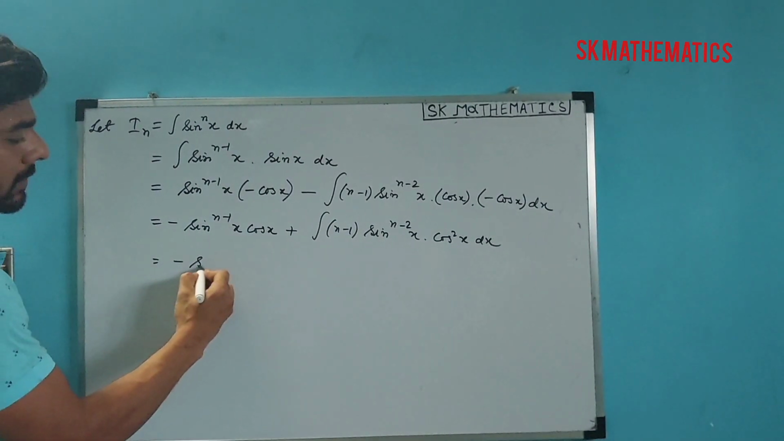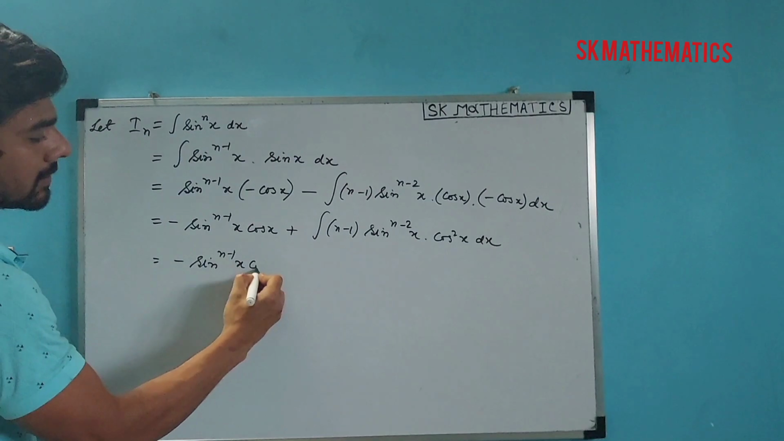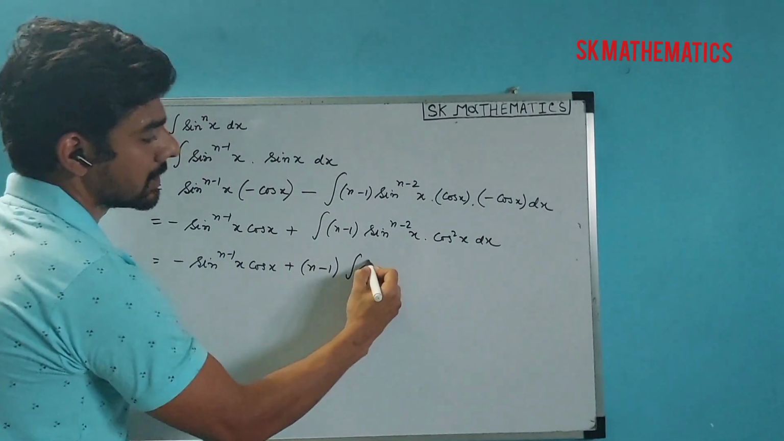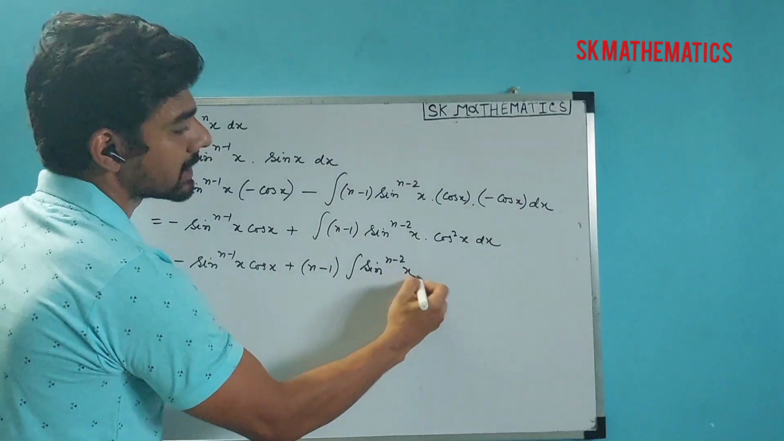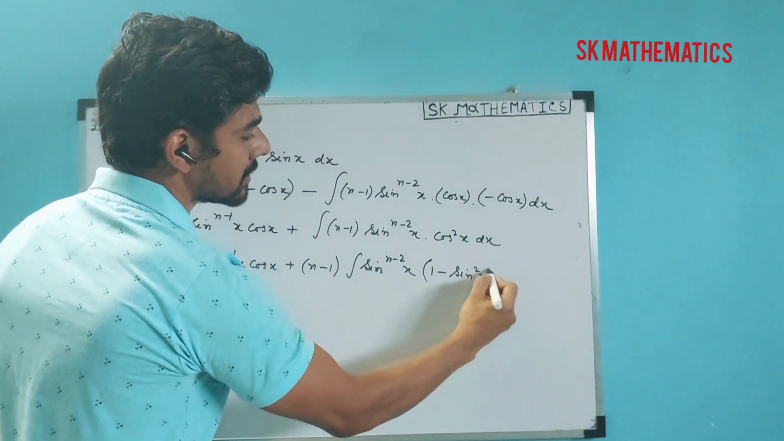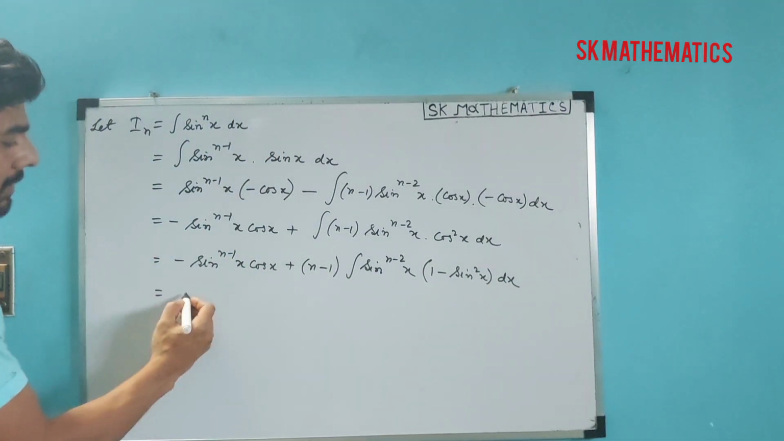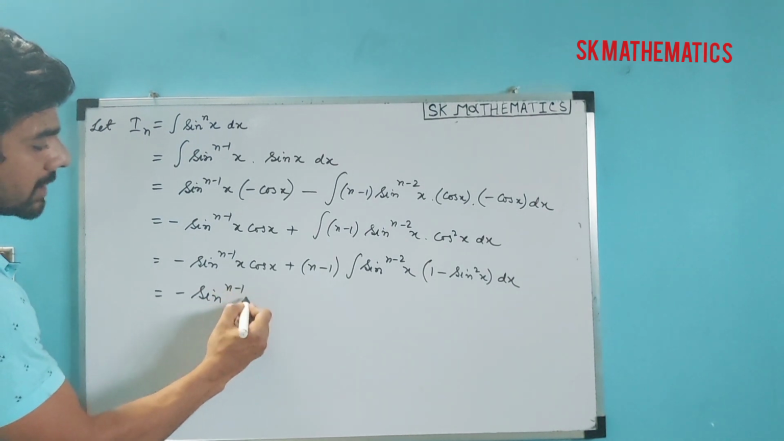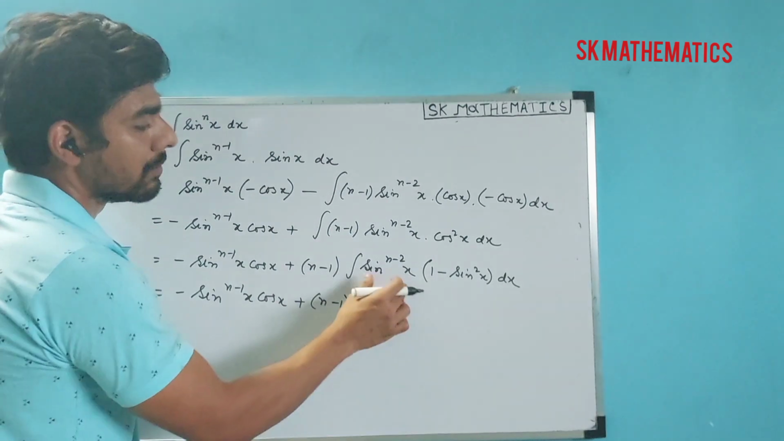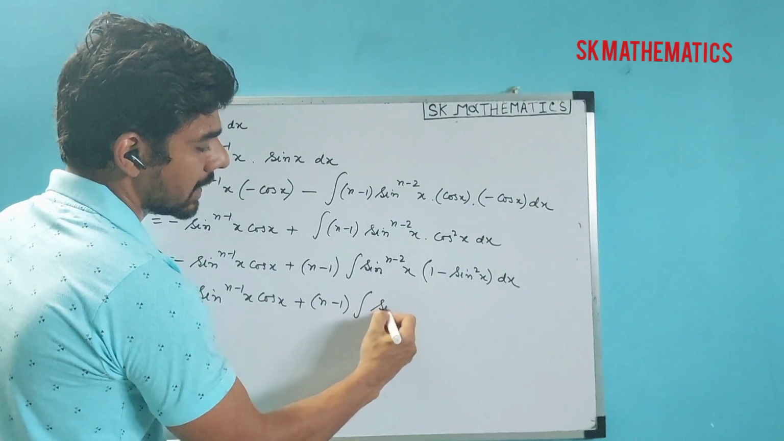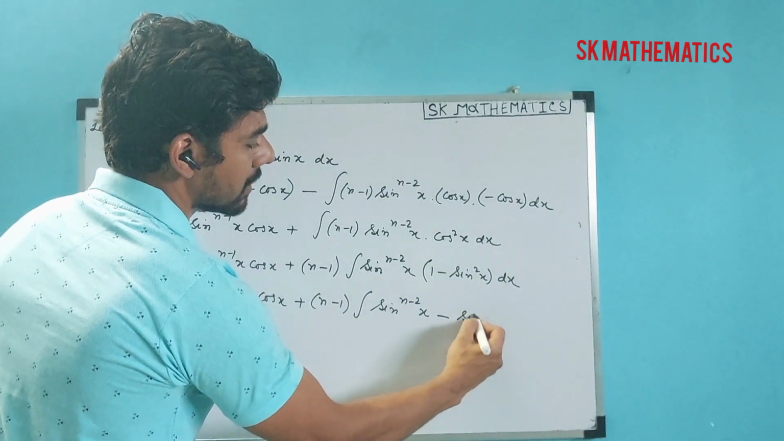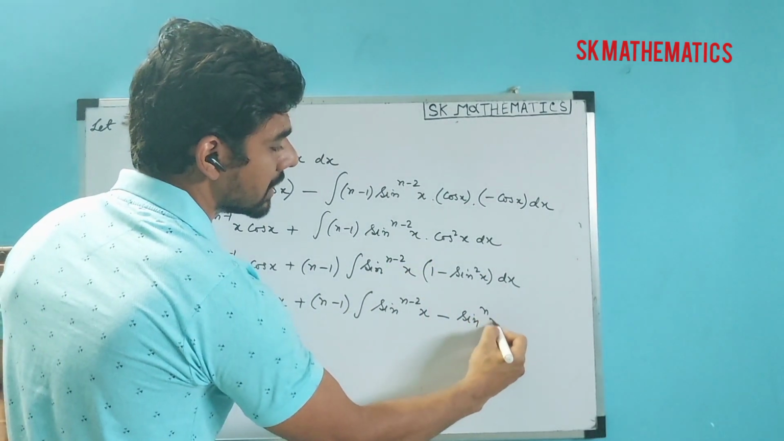This line we will write like that: plus (n-1) on the outside and the integration of sin^(n-2) x, and we write cos^2 x in the form 1 minus sin^2 x. Now, keeping the first part the same, minus sin^(n-1) x cos x plus (n-1), we multiply this with this, so we will get sin^(n-2) x and minus sin^(n-2+2) x, that means sin^n x.